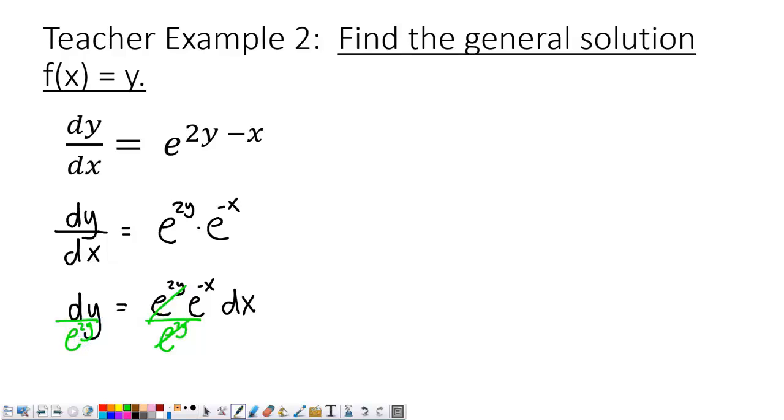Now I've got my y's on one side and my x's on the other. So now I have the following: dy over e to the 2y, and I have e to the negative x dx. And then we integrate both sides.